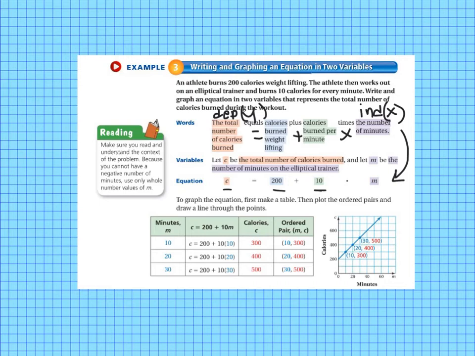To graph the equation, first make a table, then plot the ordered pairs, and draw a line through the points. So here's our equation. We start putting in minutes. So if the person works out on the elliptical for 10 minutes, then we put that in for the M. So 10 times 10 is 100 plus 200 equals 300. So our ordered pair is 10, 300. And then we can graph that. And then we do the same with 20 and 30 minutes. And then we draw a line through those plotted points.